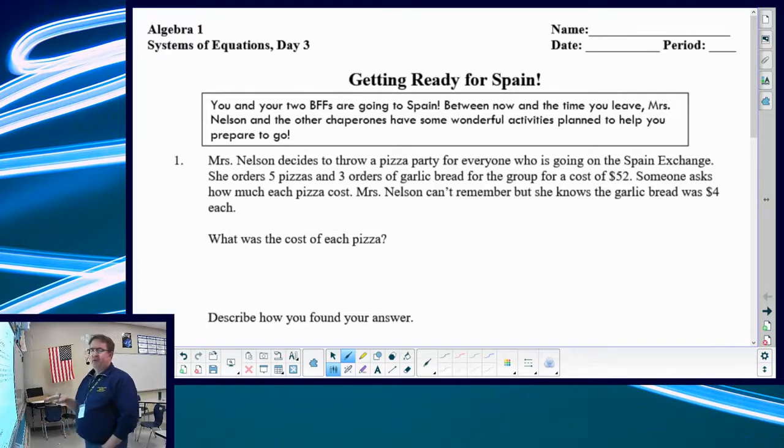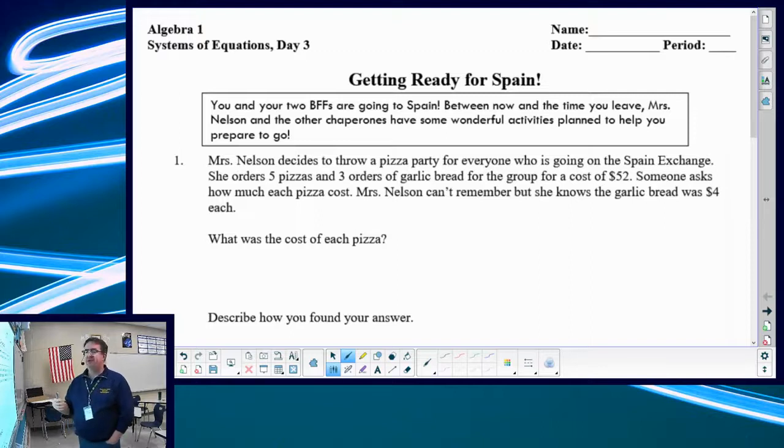We're still going to Spain with Mrs. Nelson's group, but we're going to talk about it in a slightly different way. Having led groups overseas before, getting groups to know each other is important, so Mrs. Nelson does that by having a pizza party.